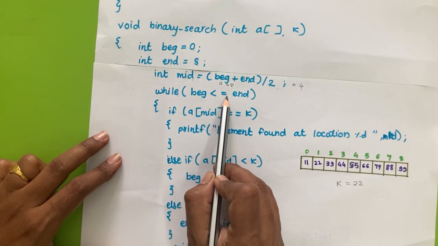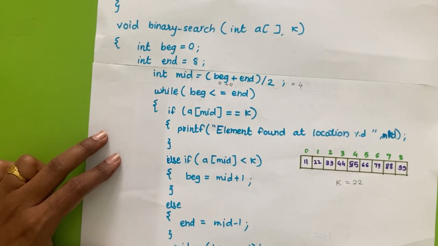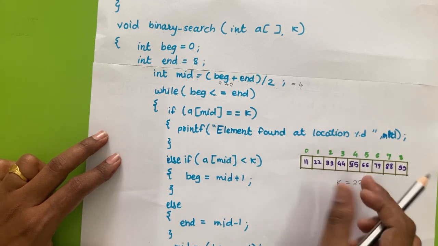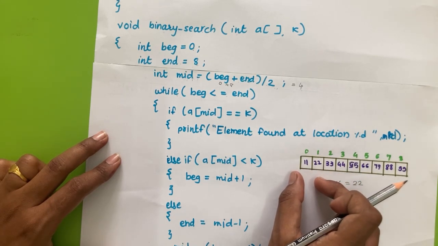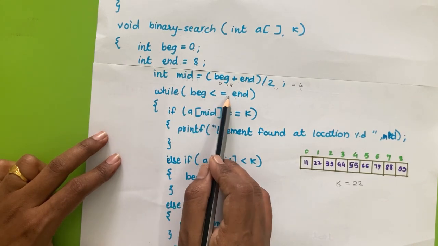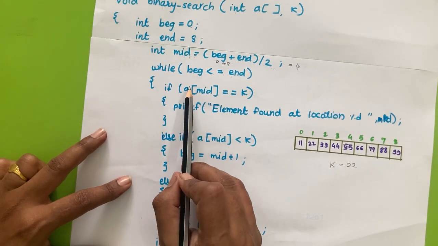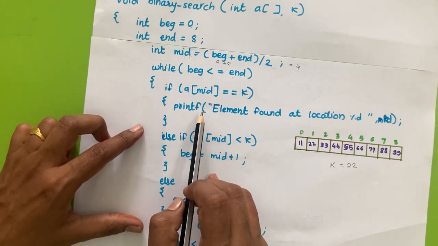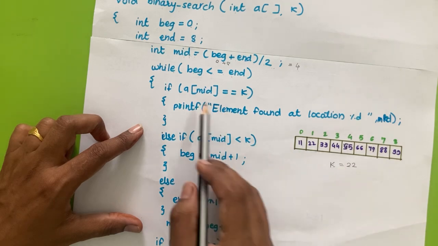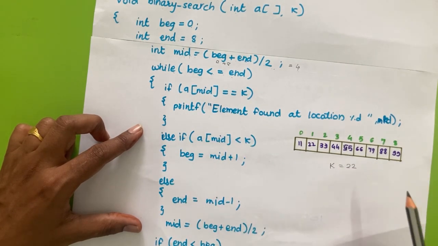While beginning is less than or equal to end, we have to repeat this task. Because in every step of binary search we are dividing the array, this condition is a must. So while beginning is less than or equal to end, we have to perform the below task. First, we check whether the middle element is equal to the searching element. If A of mid is equal to K, then we will return its index.